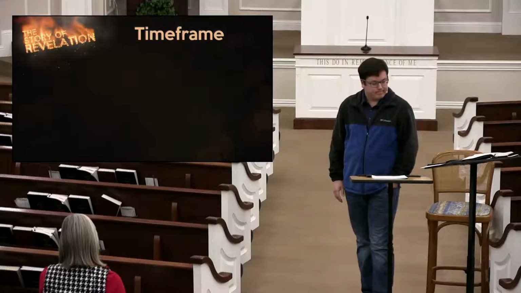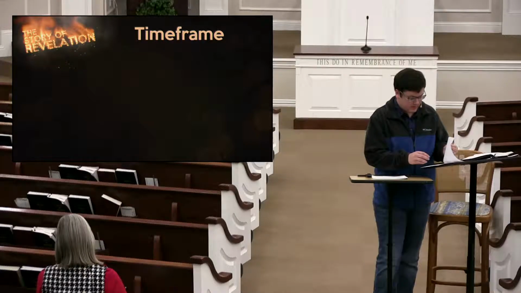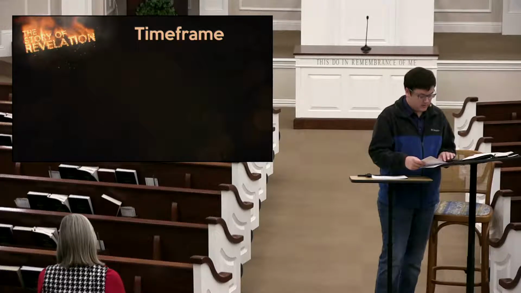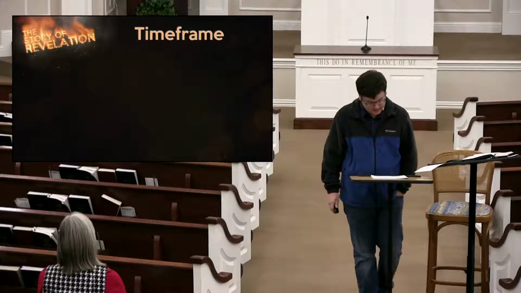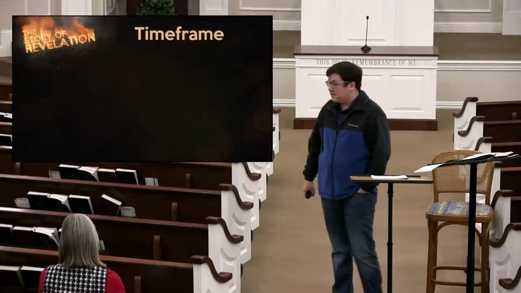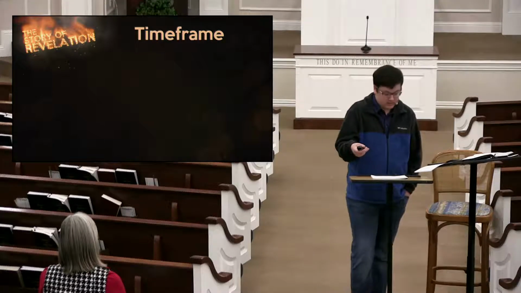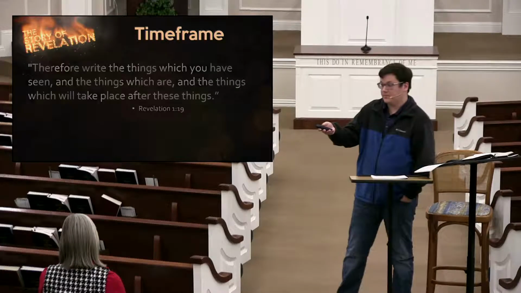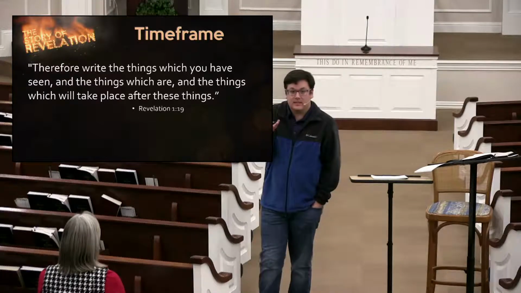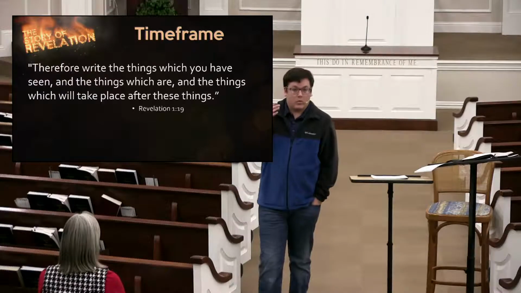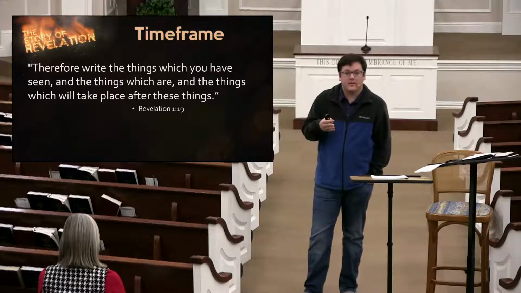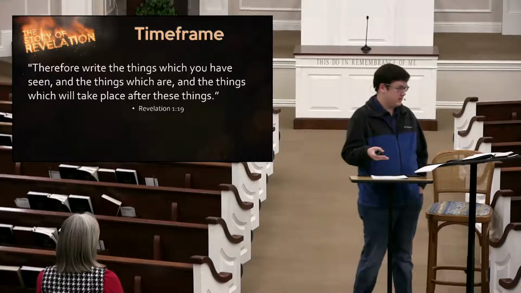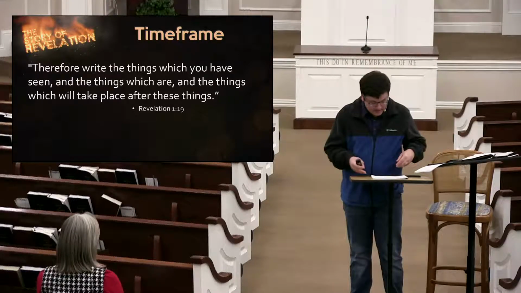Key number 3, time frame. Revelation is a book of prophecy. John makes that very clear. He describes events that he says will take place in the future. The question is, how far in the future? Verse 19, Jesus says to John, "Therefore write the things which you have seen, and the things which are, and the things which will take place after these things." John is going to be writing about what's to come.